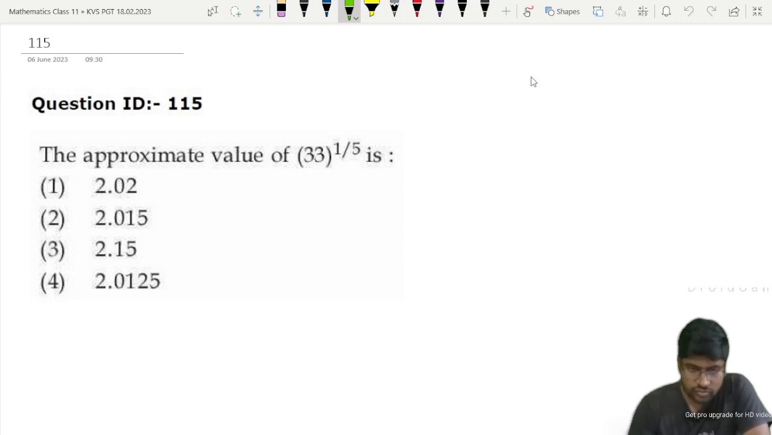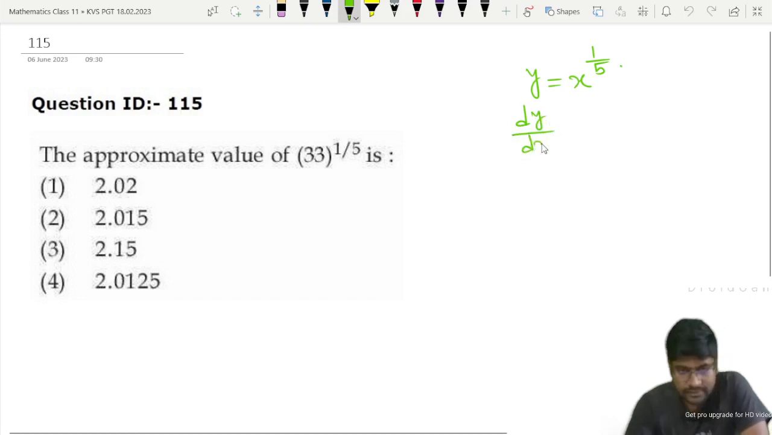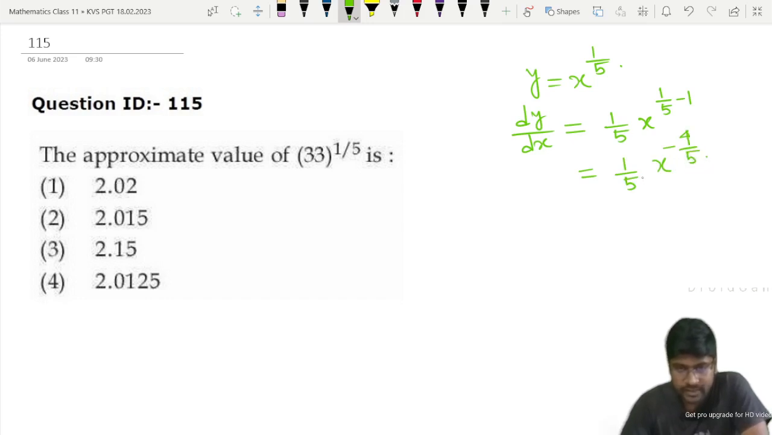So to find this, we will take a function y is equal to x to the power 1 by 5. Then we will find dy/dx. dy/dx is equal to 1 by 5 x to the power 1 by 5 minus 1, that is 1 by 5 into x to the power minus 4 by 5. So this is dy/dx.